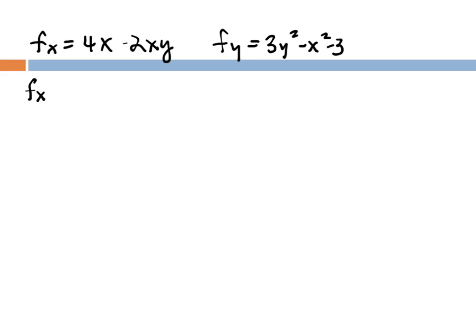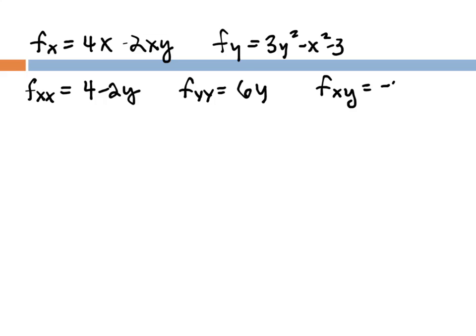So f sub xx. What is f sub xx? 4 minus 2y. Nice. How about f sub yy? 6y. Is that it? Okay, good. And then f sub xy, either x with respect to y or y with respect to x. Negative 2x is correct. All good so far?